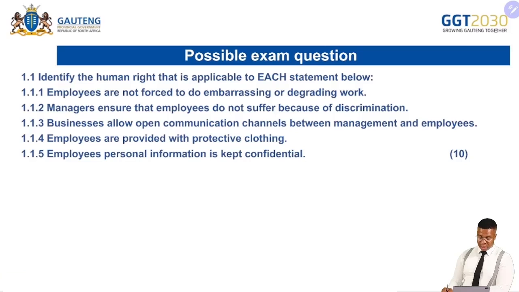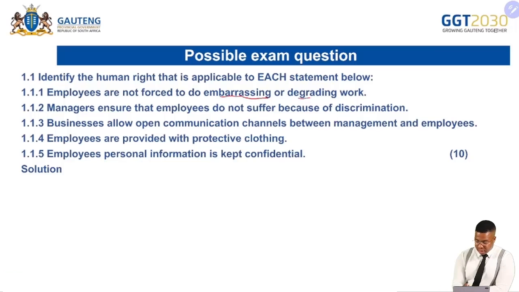What is that human right? Managers ensure that employees do not suffer because of discrimination. Businesses allow open communication or channels between management and employees. And employees are provided with protective clothing, together with employees' personal information being kept confidential. What are the answers there?